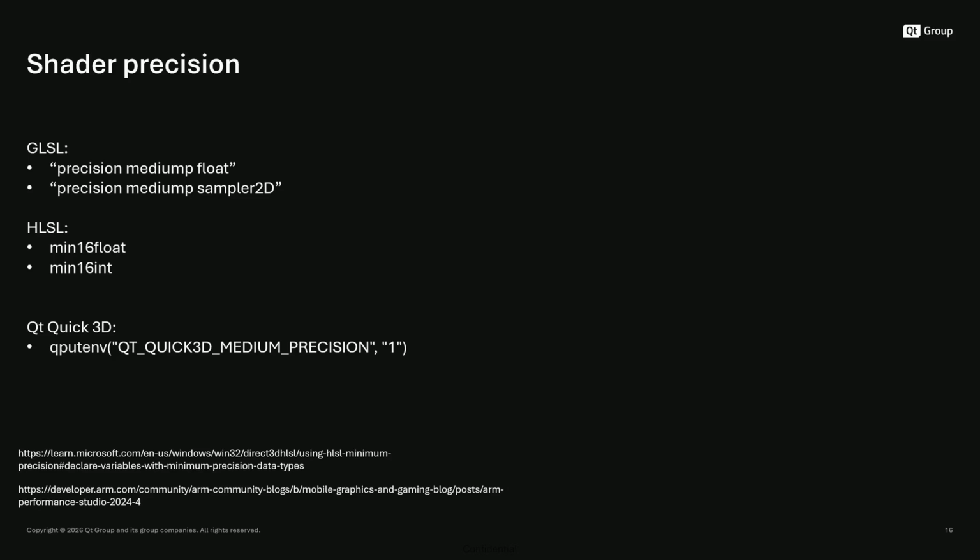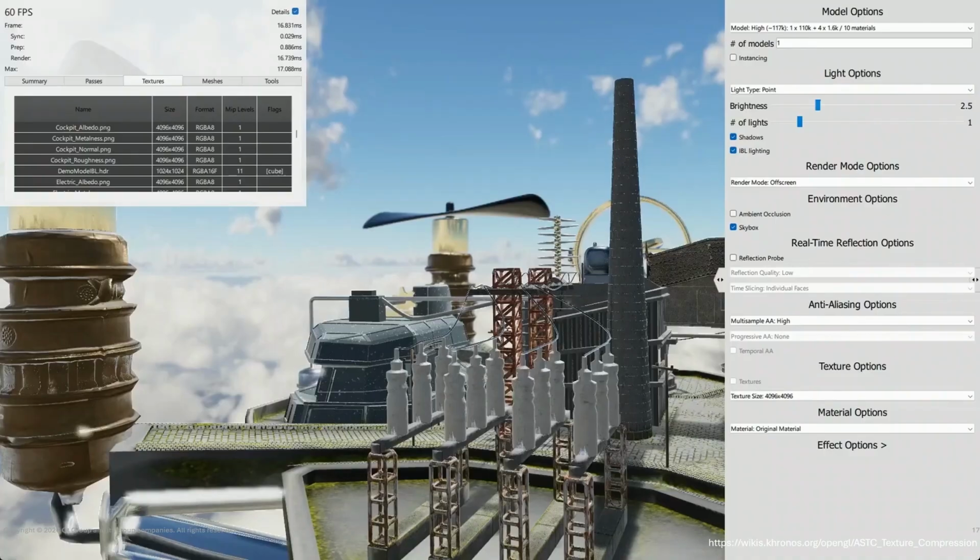And in GLSL, you can implement that with the precision mediump or precision lowp specifier. In HLSL, it's slightly different. It uses min16, and I believe this also ensures that if your device wants to use higher precision, it will convert those into higher precision. And in Qt Quick 3D, you can enable that with the QT_QUICK3D_MEDIUM_PRECISION or QT_QUICK3D_LOW_PRECISION environment variable, which you can pass either in, say, your main.cpp with the qputenv function, or just put that in your environment variables directly.